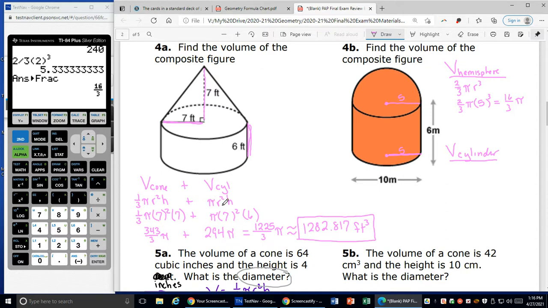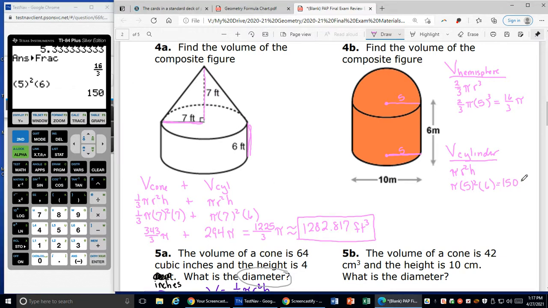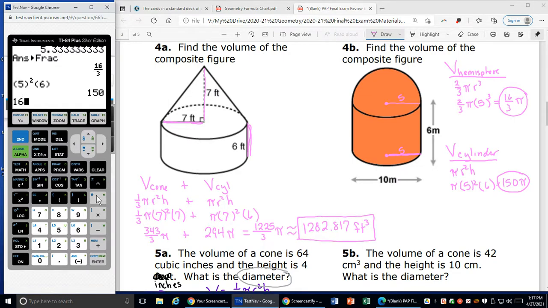My cylinder is pi r squared h. So that's going to be pi times, we have the same radius, 5 squared. My h, my height, is 6. Okay, so 5 squared times 6 is 150 pi. So to find my total volume, I'm going to add these two together. My 16/3 plus my 150 pi.